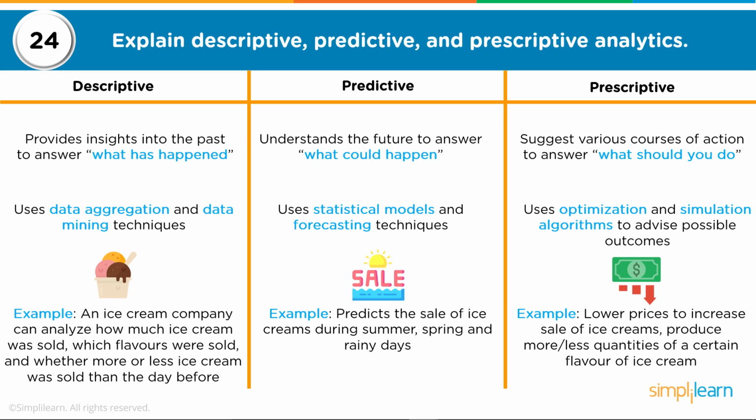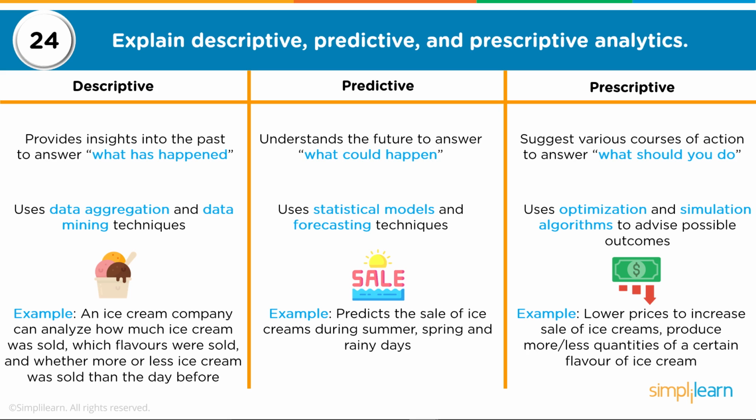Predictive understands the future to answer what could happen. Uses statistical models and forecasting techniques. Example: predicts the sale of ice creams during the summer, spring, and rainy days. So this is always interesting because you have your descriptive, which comes in, and your businesses are always looking to know what happened. Hey, did we have good sales last quarter? What are we expecting next quarter in sales?